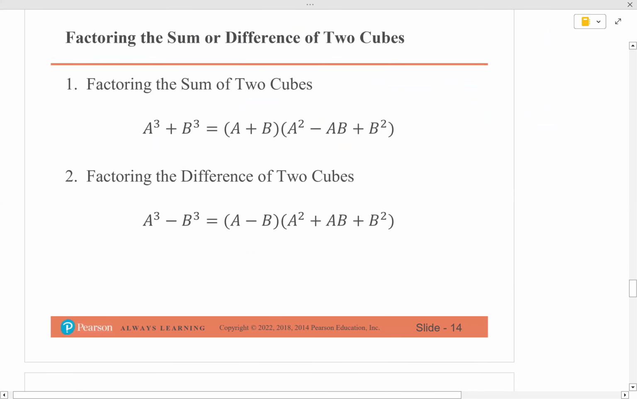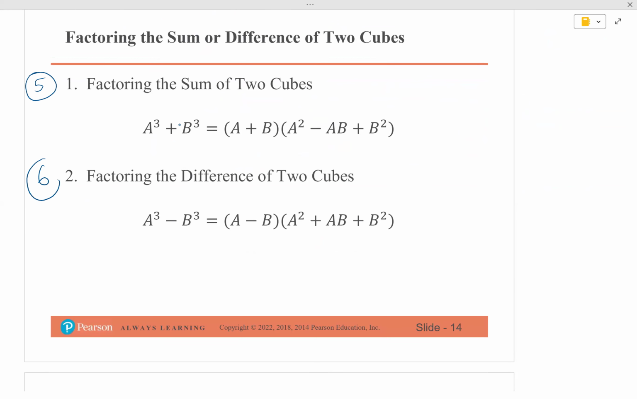So this is the last two techniques. This is like technique 5 and technique 6. Wait, did I mix them up? 6 and 7, huh? Last two techniques, thank God. There are already enough as it is. We don't need any more than that. But these are also for binomials.